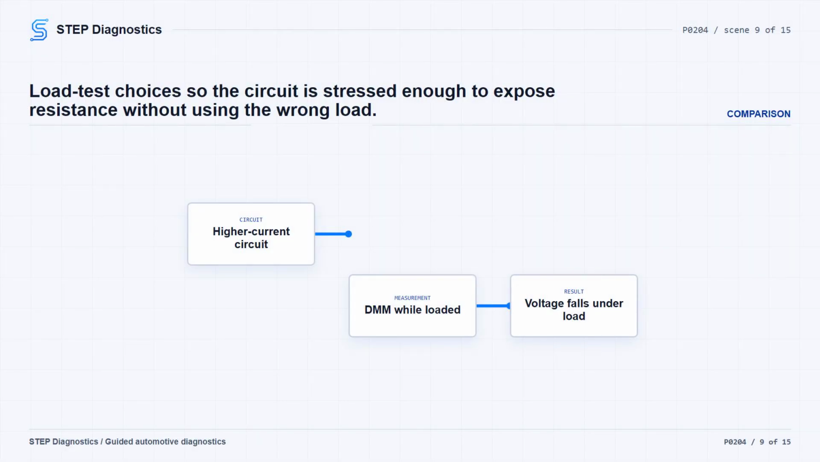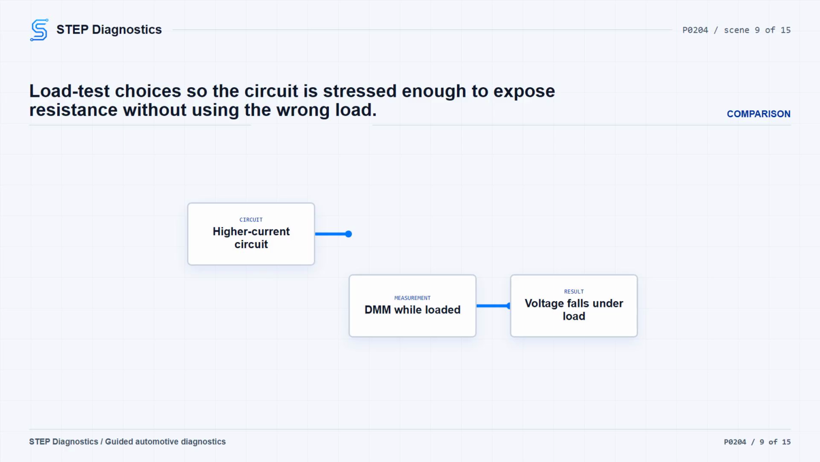For power-providing circuits carrying approximately 200 to 1000 milliamps, load the circuit with a 250 to 350 milliamp test light and measure voltage with a DMM while the load is connected. A voltage drop during loading points toward excessive circuit resistance.